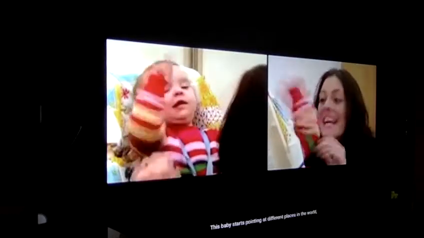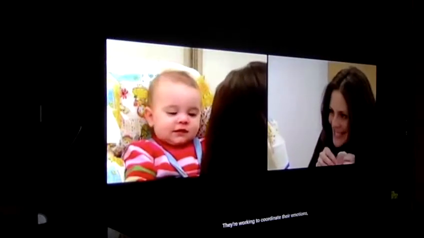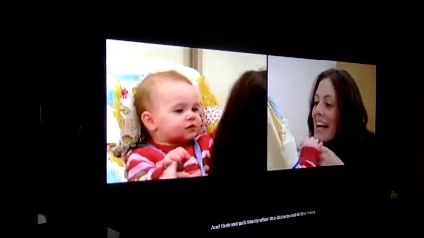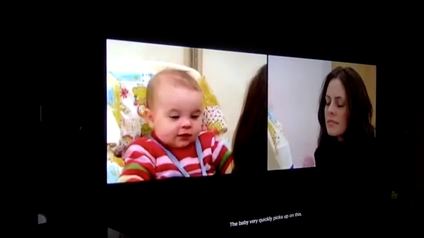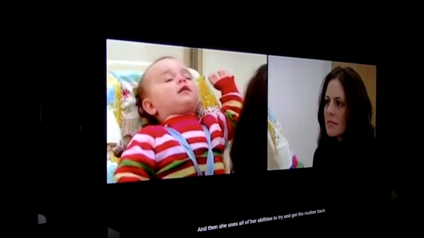And she gives a greeting to the baby, and the baby gives a greeting back to her. This baby starts pointing at different places in the world, and the mother's trying to engage her and play with her. They're working to coordinate their emotions and their intentions, what they want to do in the world. And that's really what the baby is used to. And then we ask the mother to not respond to the baby. The baby very quickly picks up on this. And then she uses all of her abilities to try and get the mother back.